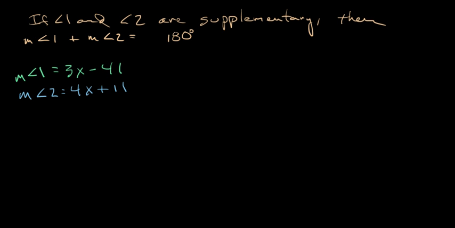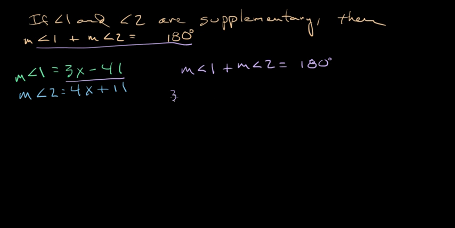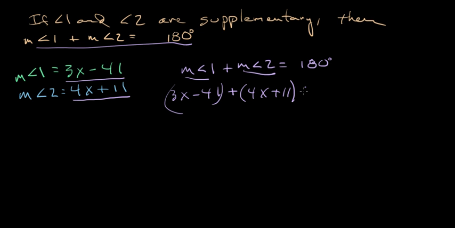Again, I have to write an equation here. So, measure of angle 1 plus measure of angle 2 equals 180 degrees, right? Just like I said up here. So, what's the measure of angle 1? 3x minus 41. Plus the measure of angle 2, 4x plus 11. Those two added together equal 180 degrees.